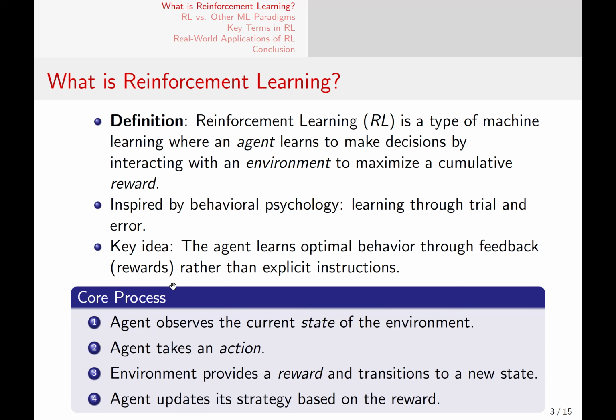The agent takes an action. So using the snake game as an example, the agent observes the current state of the environment. So maybe the current state is that the snake is far away from where the food is. You want to see where the food is and move your snake there. So the agent takes an action. You move your snake towards that food. Then next, the environment provides a reward and transitions to a new state.